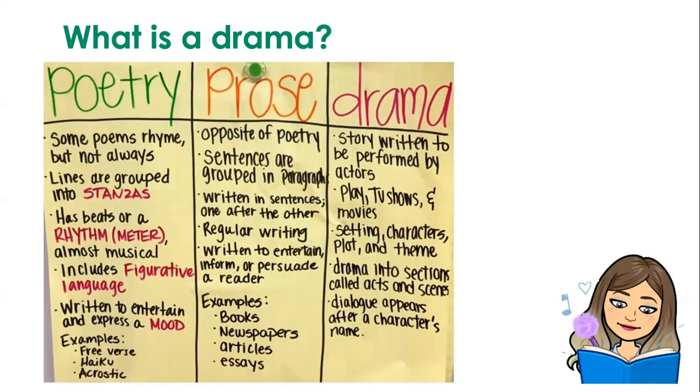So think about maybe your favorite movie or TV shows, or if you've ever gone to a play. The people who act in all of those things, they get a script that is a drama. A drama still has setting, characters, plot, and theme. Dramas are broken up into sections. Instead of chapters, we see acts and scenes when we read drama. And we see dialogue appear after a character's name. Unlike prose, though, we won't see quotation marks when a character is speaking.